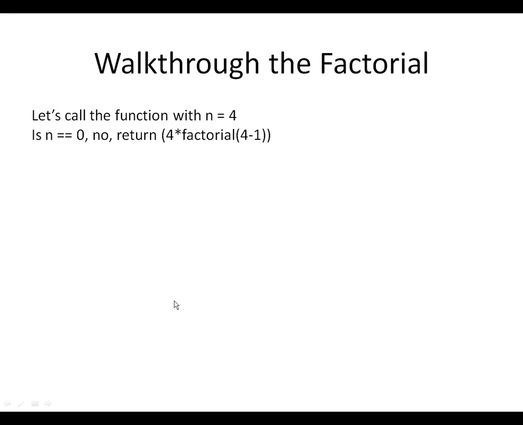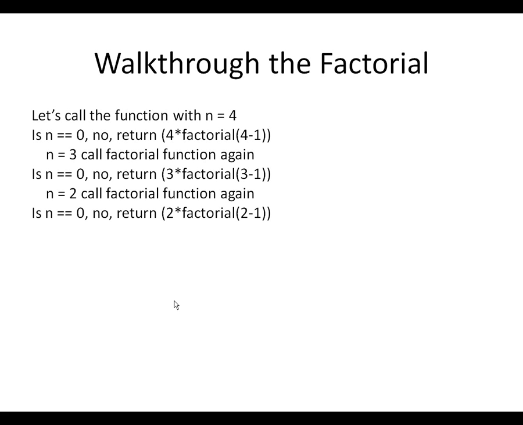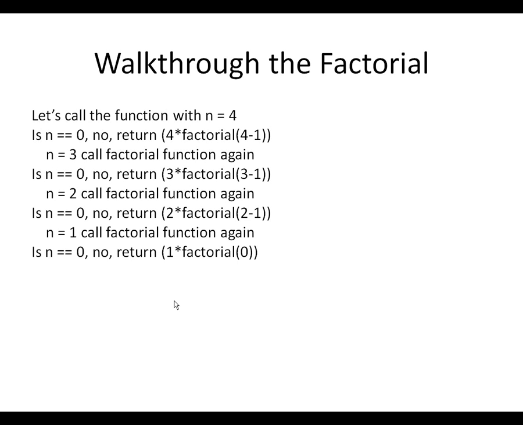Here's a walk through the factorial function. Okay, let's say we want to start with 4. N is 4. Is n equal 0? No. So we're going to have 4 times factorial of 4 minus 1. Now this time n is 3 and call the factorial again. Is n 0? No. So we're going to return 3 times factorial of 3 minus 1. N is 2 this time. You call the factorial. Is n equal 0? No. So we're going to return 2 times the factorial of 2 minus 1.